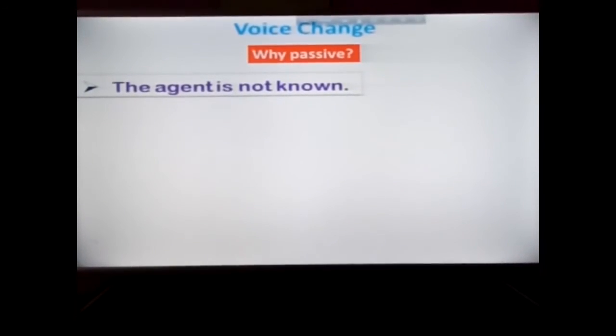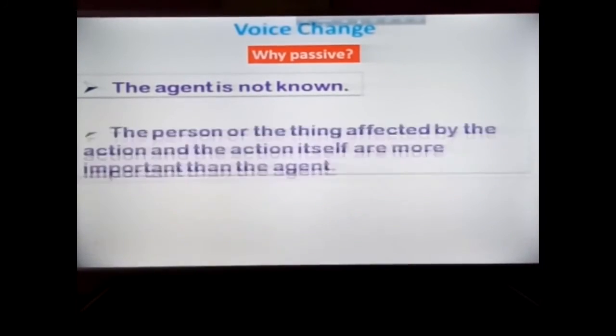Dear students, by now you have learned that in an active sentence, the agent is used as the subject. But when the native speakers do not know who or what the agent is, they cannot use active sentences. They have to use passive sentences. And this is the first situation for passive sentences.